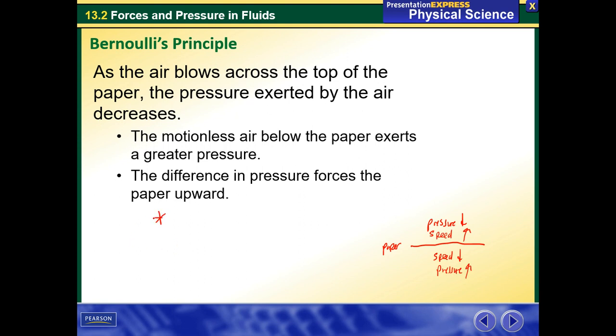Well, one thing I want you to write down in your notes is pressure flows from high to low. We don't like this pressure difference. So this high pressure on the bottom tries to flow up to the top of the paper. When it does that, it pushes that paper up.